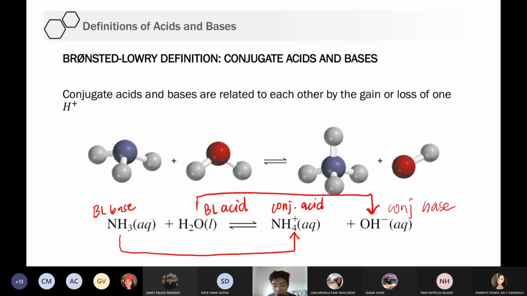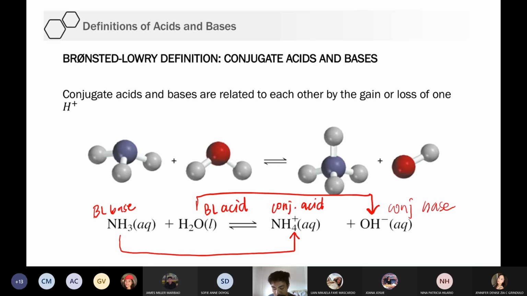Ang tawag natin sa mga napoproduce nila ay conjugate acid and conjugate base. So, ang ating base, it produces conjugate acid, and yung ating acid, it produces conjugate base. Ano yung difference ng acid and the conjugate base? Mababawasan siya ng isang H. Tignan nyo, from H2O, naging OH minus na lang. So, nabawasan siya ng isang H. Yun lang yung difference nila.